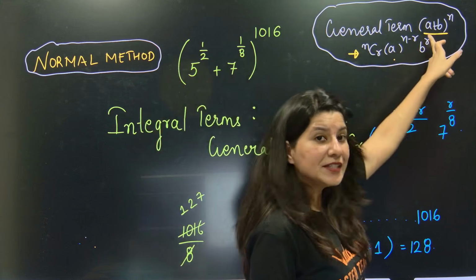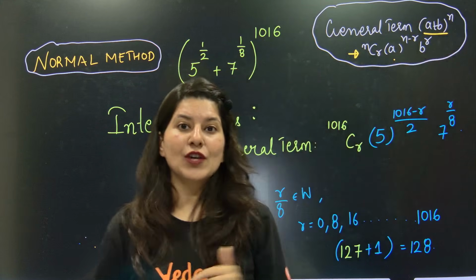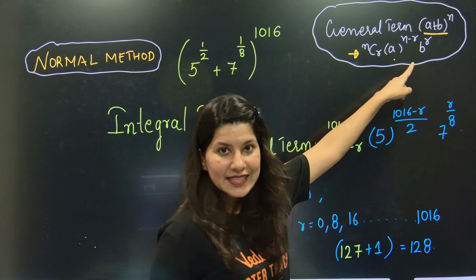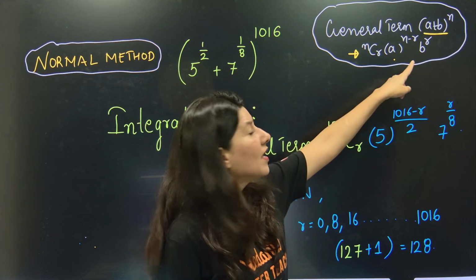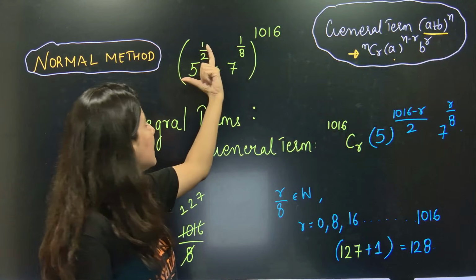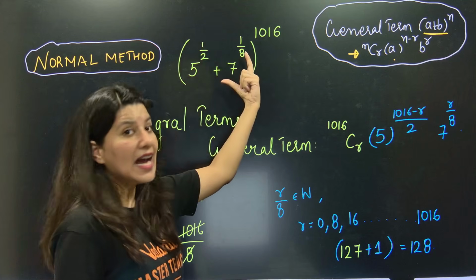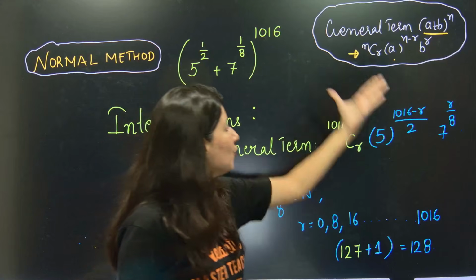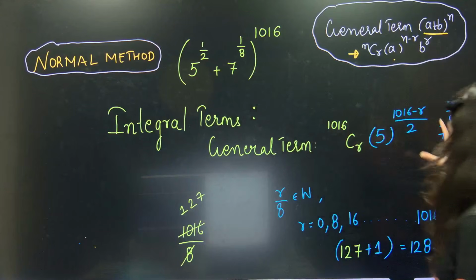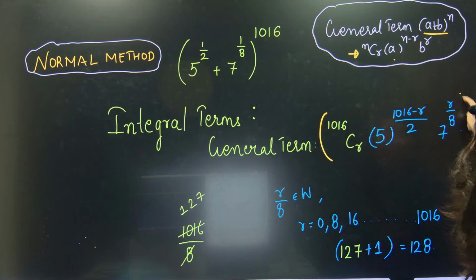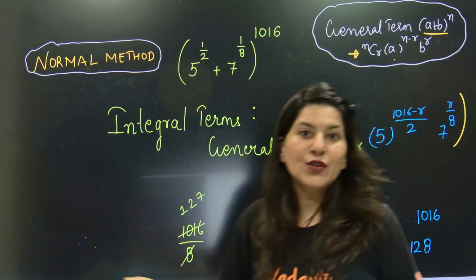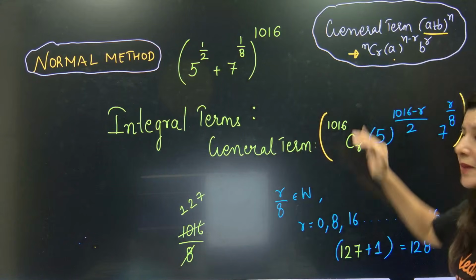This is of the type (a + b)^n, and the general term in the expansion of (a + b)^n is nCr a^(n-r) b^r. Here n is 1016, a is 5^(1/2) and b is 7^(1/8). If you plug in the respective values, you will get the general term. Now you want this term to be integral, and you want to find all the values of r for which this term becomes integral.